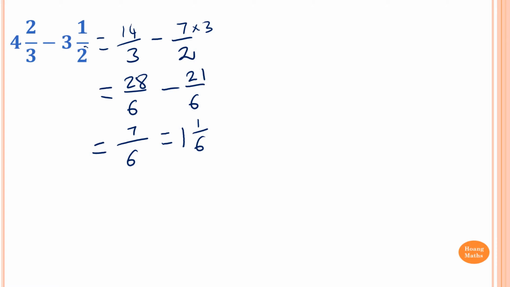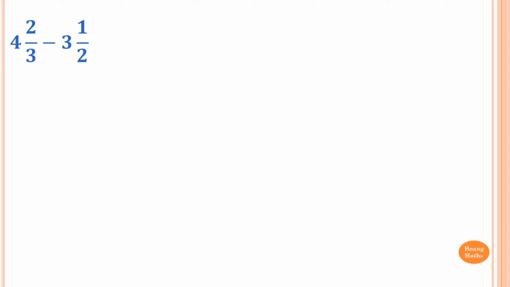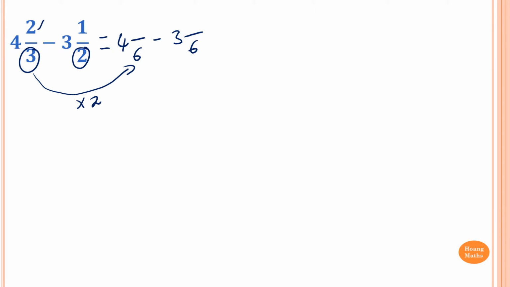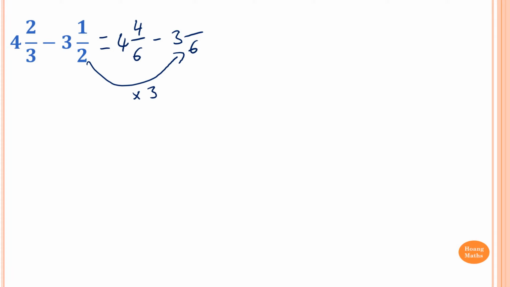However, I'm not going to do this method. I'm going to show you a different method, much easier. So let's do this method now. The first step is we just find the lowest common denominator first. For these two here it is 6. So 4, and this is just write 6 first, minus 3, this is 6. From here to here, I times this by 2, so the top times by 2, so that gives me 4. And then the next one, from 2 to 6, we times this by 3, so the top times by 3, so the answer is 3.